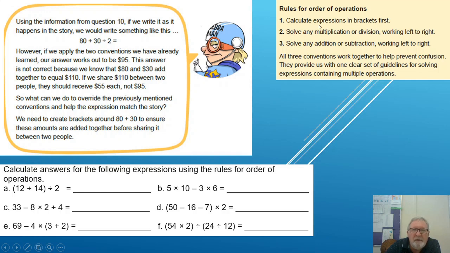So the new rule for the order of operations is calculate expressions in brackets first, then solve any multiplication or division and work left to right. And the third thing is then solve any addition and subtraction, working left to right. All 3 conventions work together to help prevent confusion.